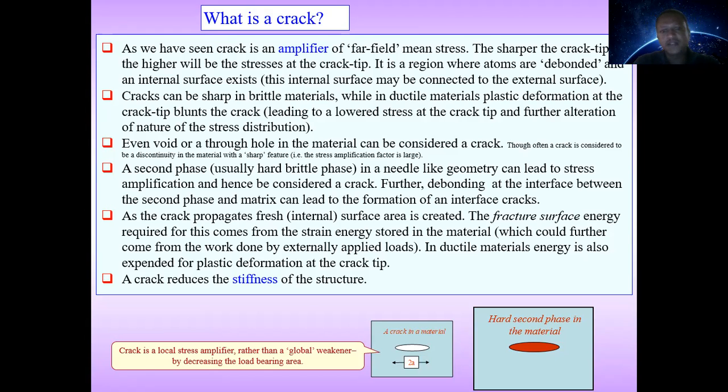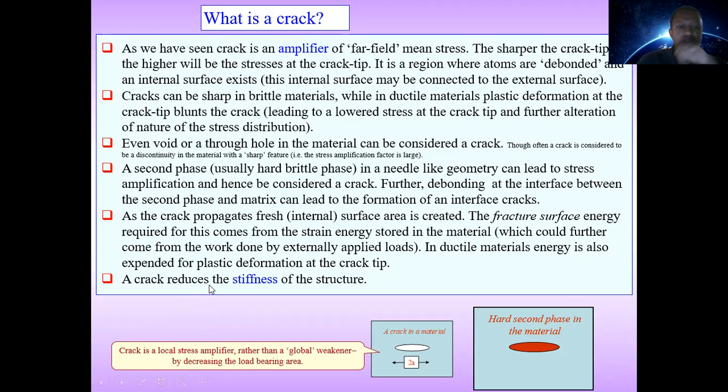As the crack propagates, fresh internal surface area is created. The fracture surface energy required for this comes from the strain energy stored in the material, which could further come from the work done by the externally applied load. In ductile material, energy is also expended for plastic deformation at the crack tip.